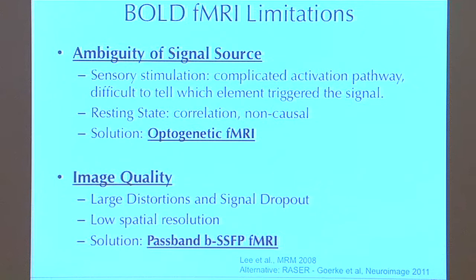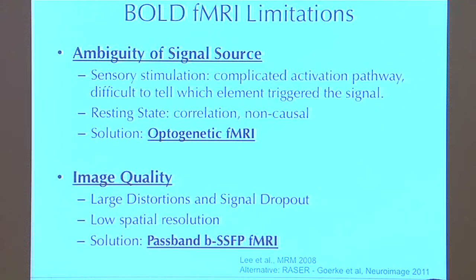Okay, so again, the resting state provides correlational, non-causal information, which also limits our interpretation of the signal source. While with this optogenetic fMRI approach, we completely eliminate a lot of these problems, where we can specifically go into locations of each cell, select for its cell type, and look at its causal responses. However, on the other hand, there is also an issue of image quality in functional MRI, where there are large distortions, signal dropout and low spatial resolution, due to the way the functional MRI signal contrast is generated.